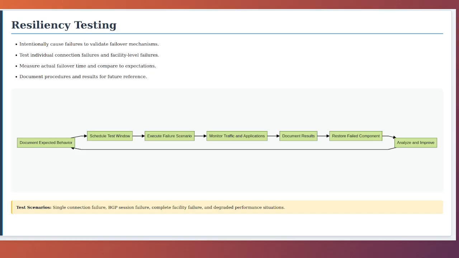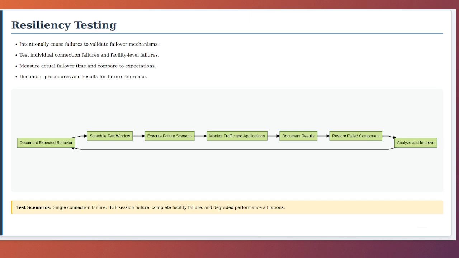Document your test procedures and results. Create a runbook that describes exactly how to perform each test, what to monitor, and what the expected results are. After each test, document what happened and any configuration changes made. Over time, this documentation becomes a valuable resource for troubleshooting real failures because you will have a known baseline of how your system behaves during failures.